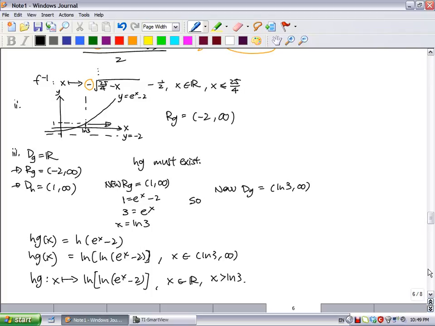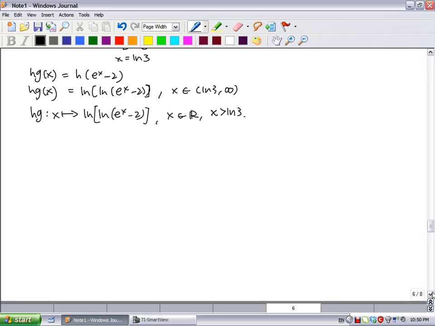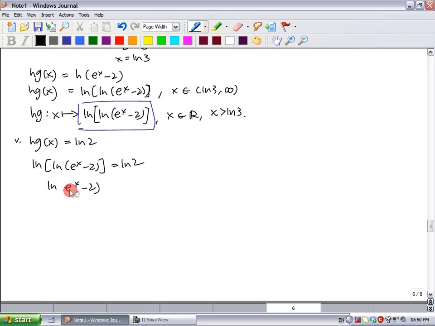Lastly, you are asked to solve the equation hg(x) equals ln 2. So hg, you already know, has this relationship. So I have ln of something equals ln 2, and from here you should get ln of e to the power x minus 2 equals 2.